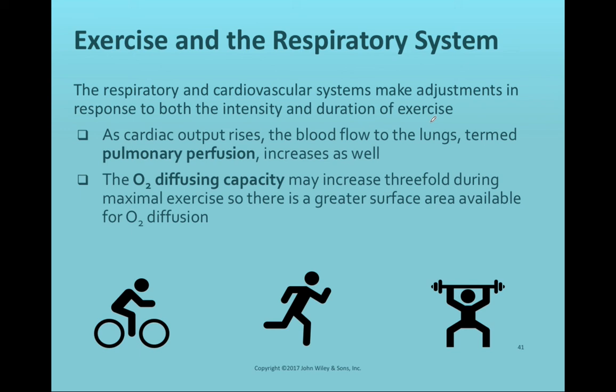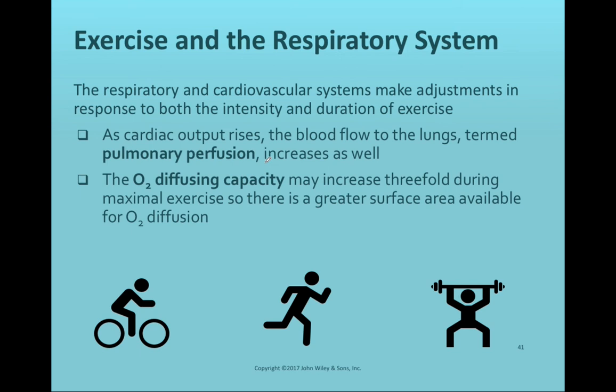Together, these two systems will always work in conjunction, and one example that we're going to see of that is during exercise. With exercise, sympathetic stimulation goes up, and that's going to increase cardiac output. As our cardiac output continues to go up, that's naturally going to increase the blood flow that's making its way to the lungs. We call this term pulmonary perfusion. This is the amount of blood that's flowing through our pulmonary capillaries.